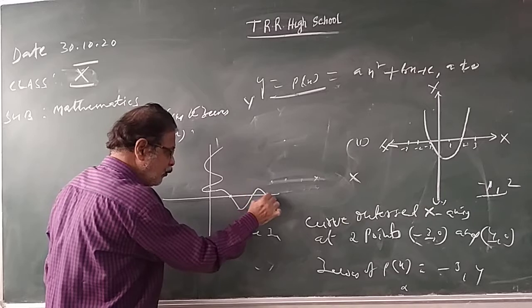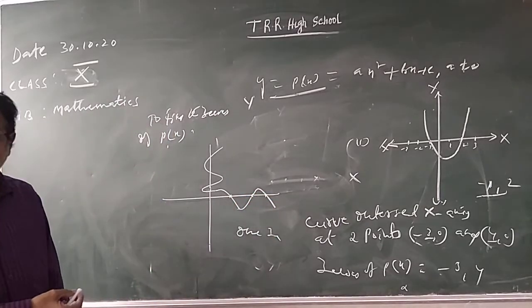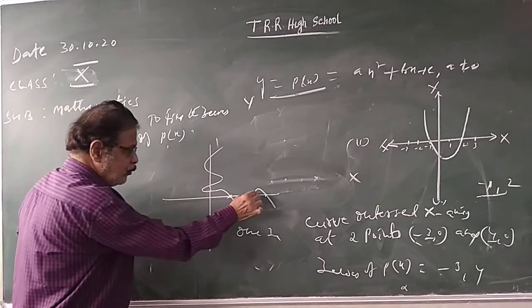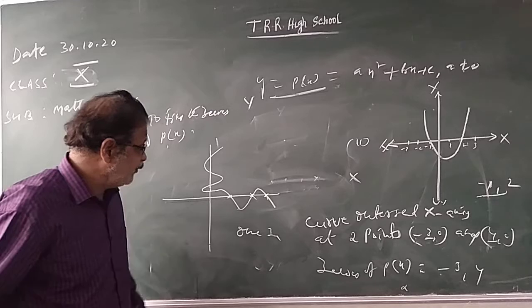Now, 1, 2, 3 points. There are 3 zeros. There are 3 zeros. 1, 2, 3. Like this. One more example.